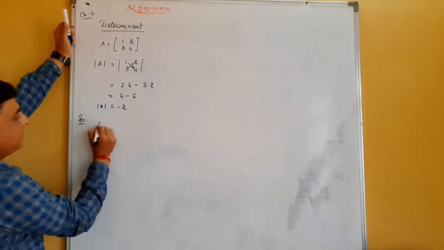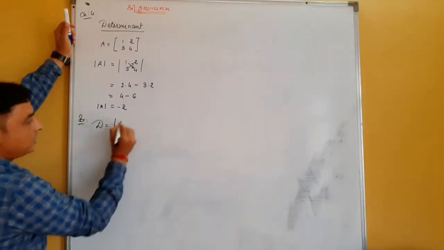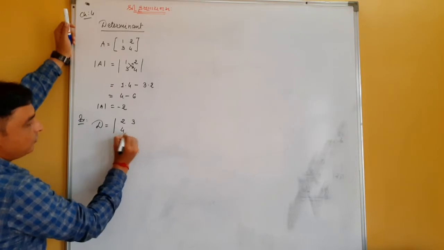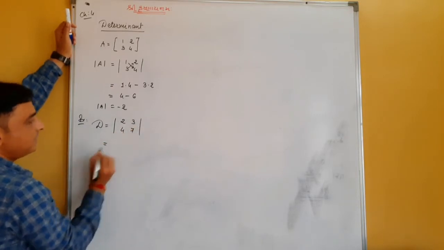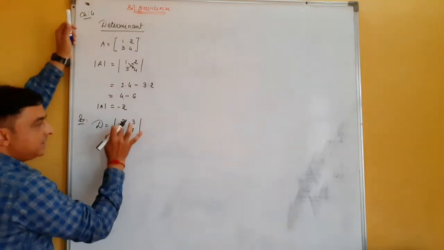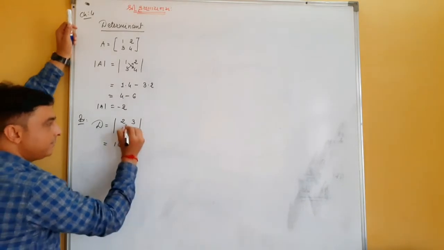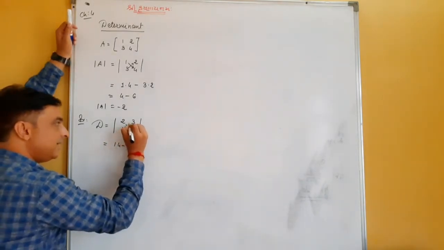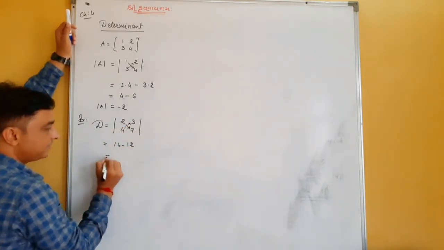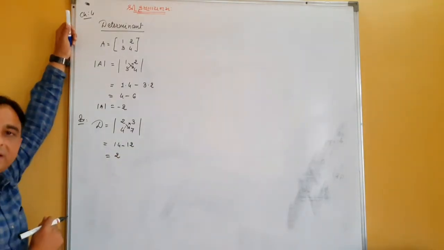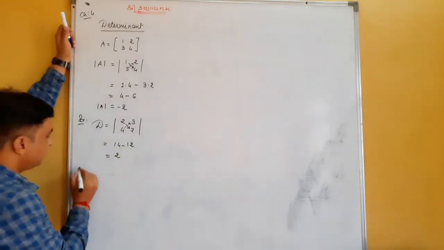Second example. For example, the determinant 2, 3, 4, 7. Its value is 7 2s are 14, product of this minus product of this. So 14 minus 12 is 2.